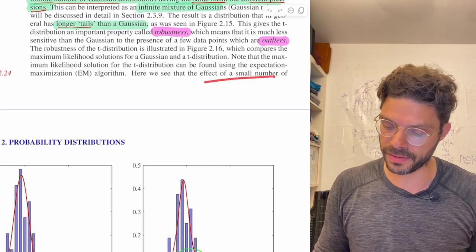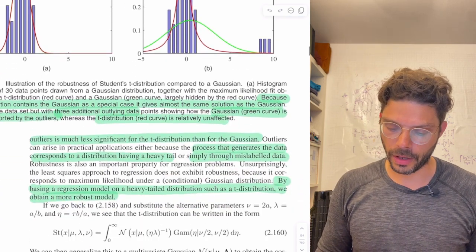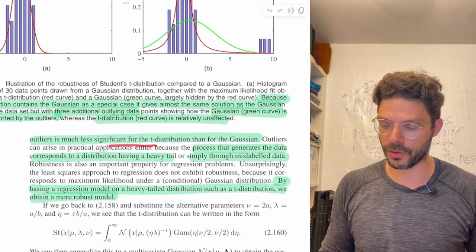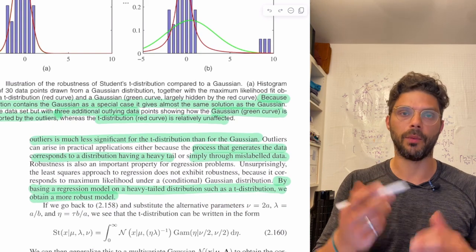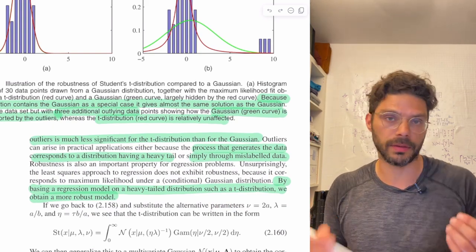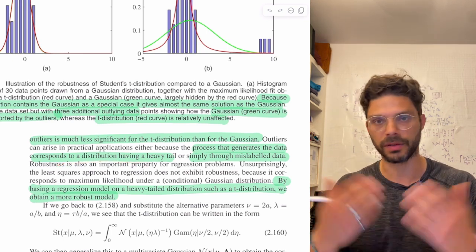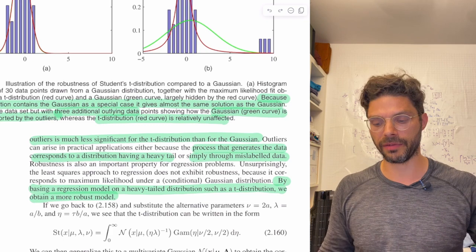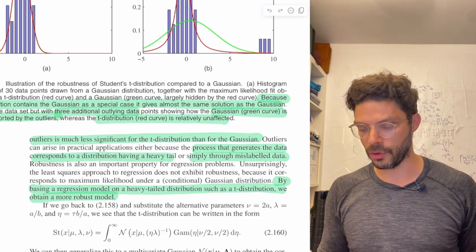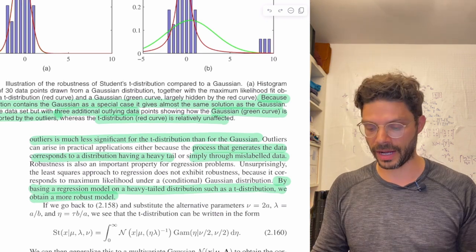We see that the effect of a small number of outliers is much less significant for the t-distribution than for the Gaussian. And now, where do these outliers arise? Well, sometimes the underlying process corresponds to a distribution that has heavy tails, which can happen in lots of real settings. In real life, most data is not Gaussian, so you should be prepared for non-Gaussianity and heavy tails.